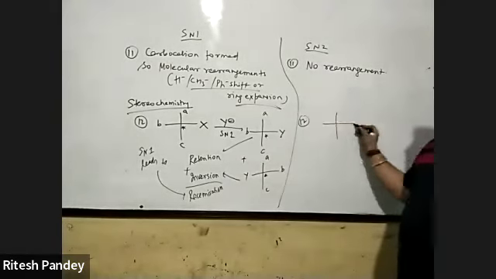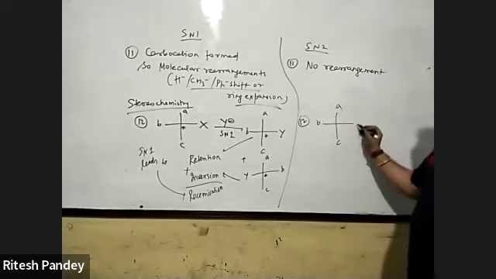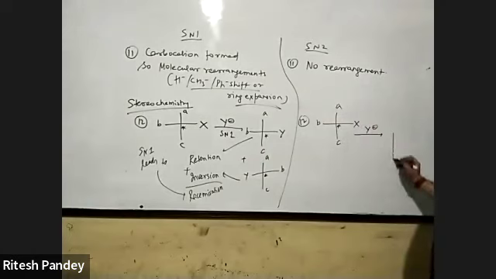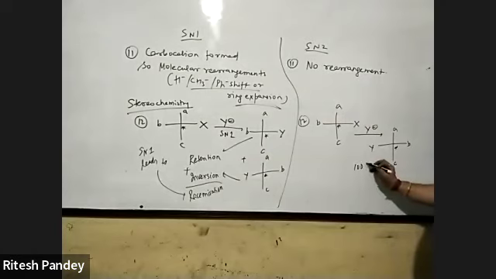And what will happen in Sn2 is, if this is chiral, and tell me how you can prove it, there will be 100% optical inversion.